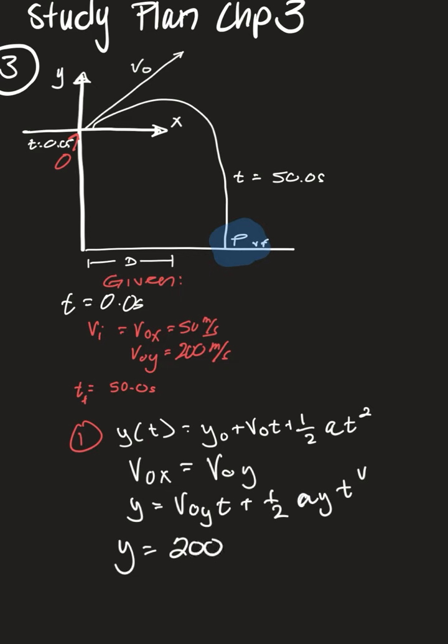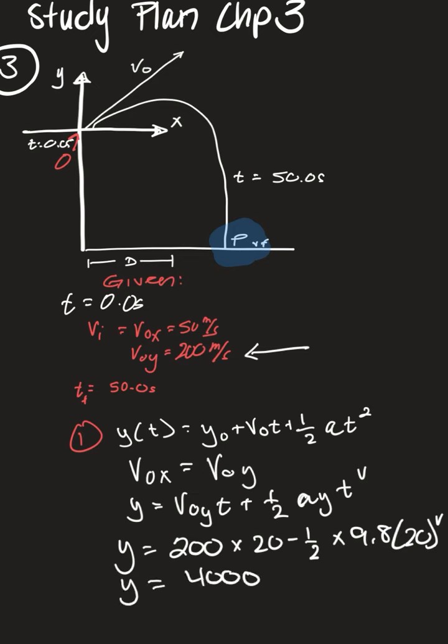And how did we get 200? It was provided, it was given. So we do 200, and we just plug in everything, times 20 minus 1/2 times 9.8 times 20 squared. With that, you will get 4,000 minus 4.9 times 20. You do simple math, plug this in, you will get y equals 20 meters.